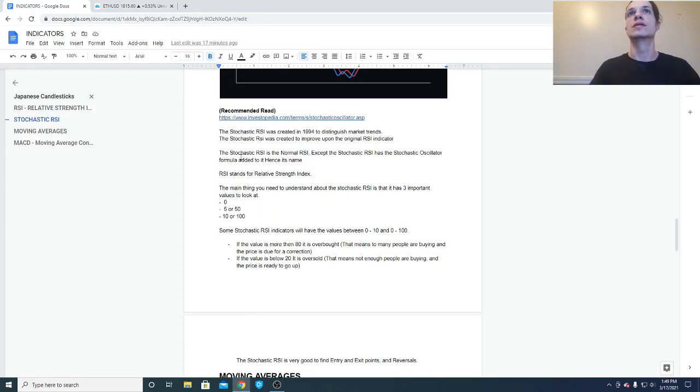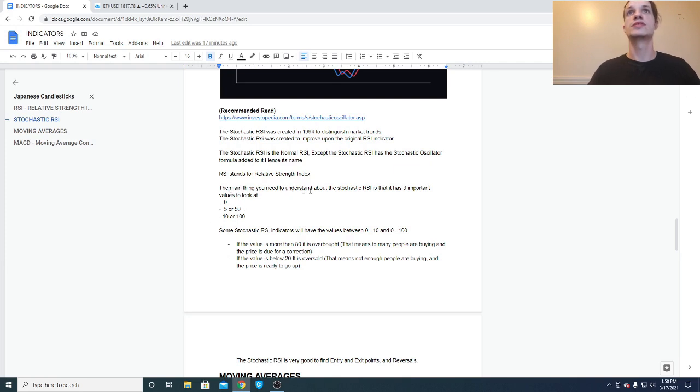Alright, let's see. The Stochastic RSI was created to improve upon the original RSI indicator. The Stochastic RSI is a normal RSI, except it has the stochastic oscillator formula added to it, hence its name. Alright, I would show you the formula. It is very confusing. You don't need to know it. If you're a math genius and you want to know it, go ahead, but it hurts my brain to look at it. I'm bad at math. But yeah, that's that. You just click the link, it'll be in there.